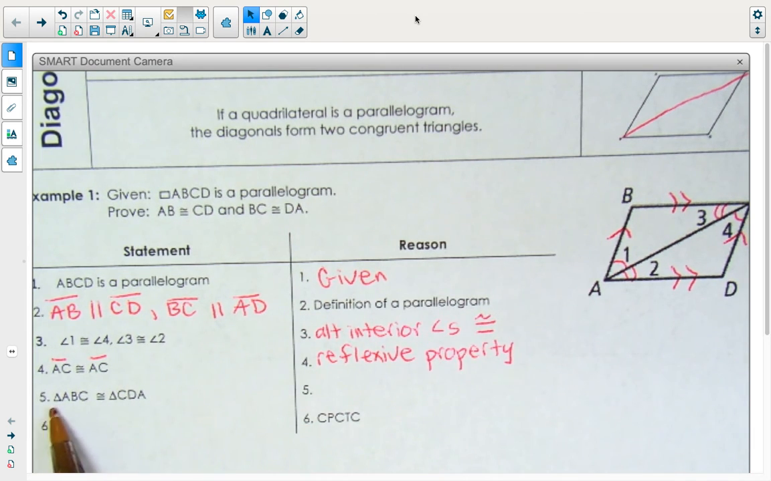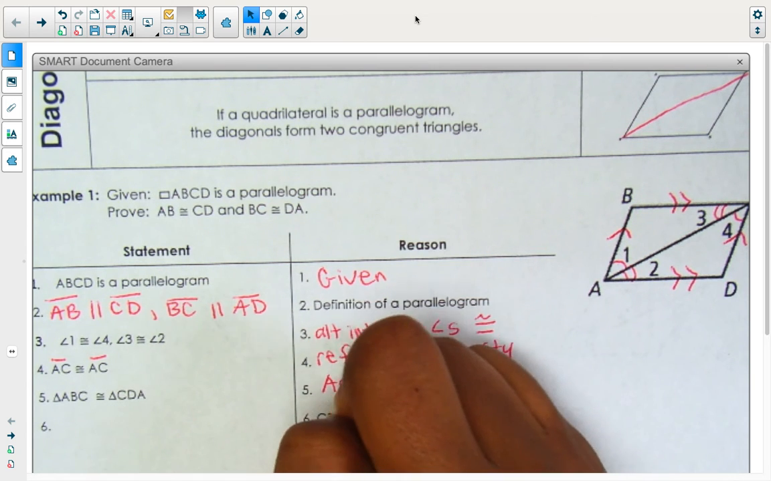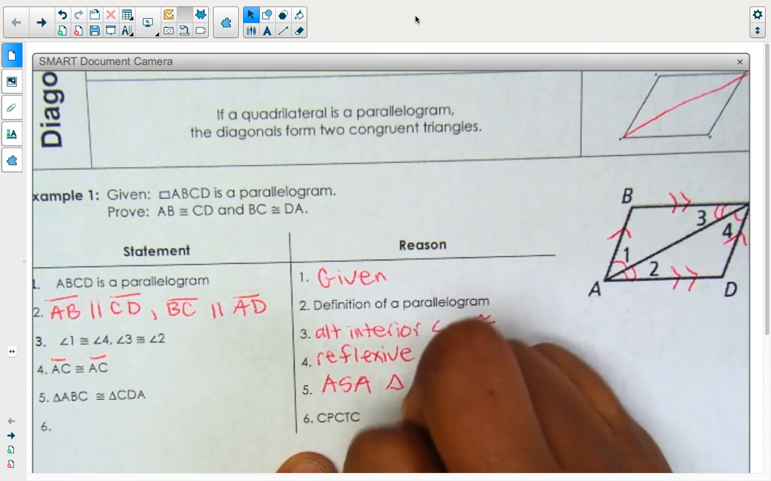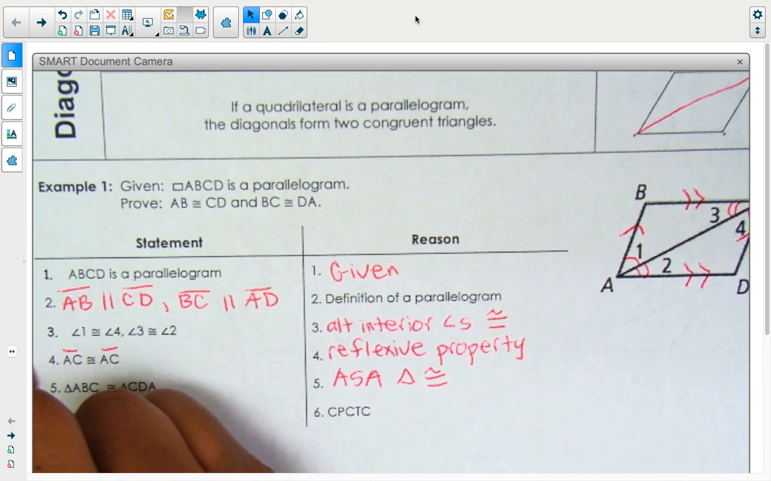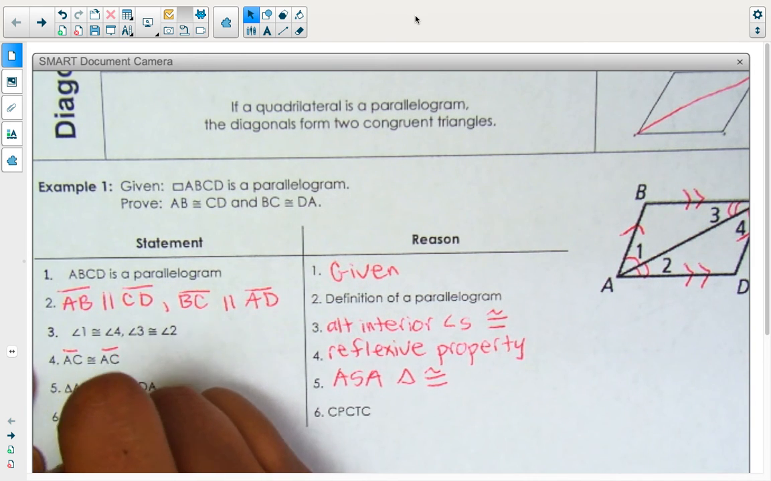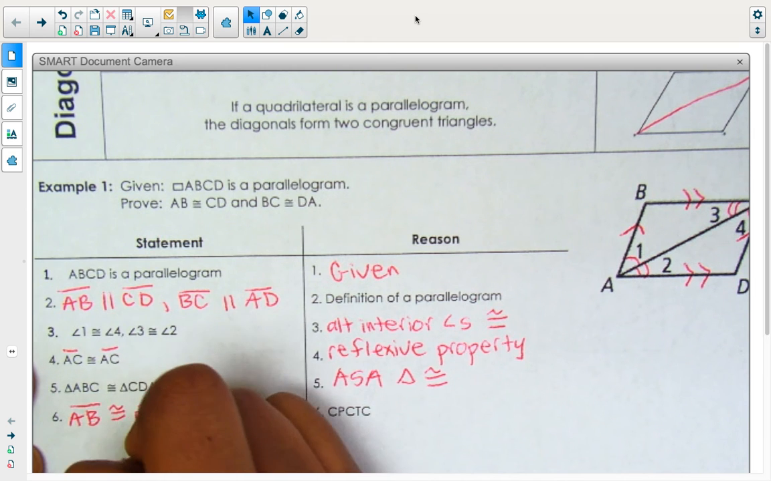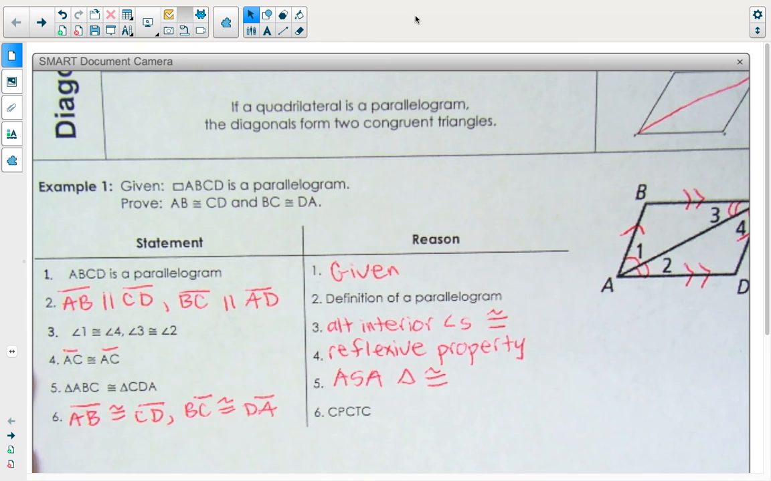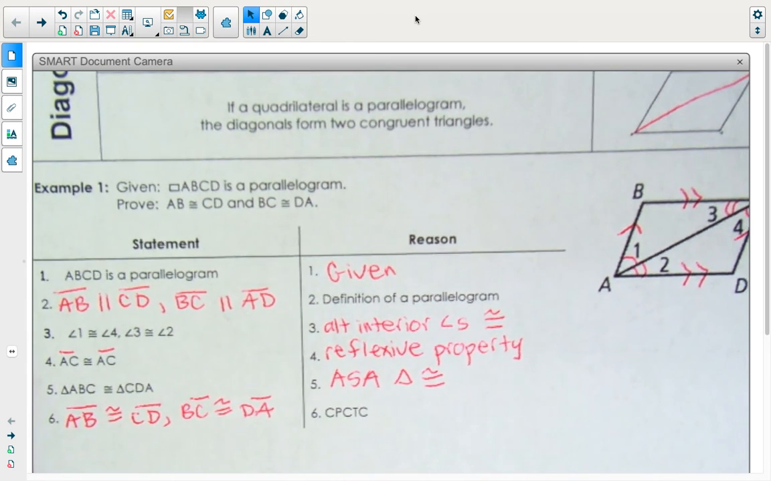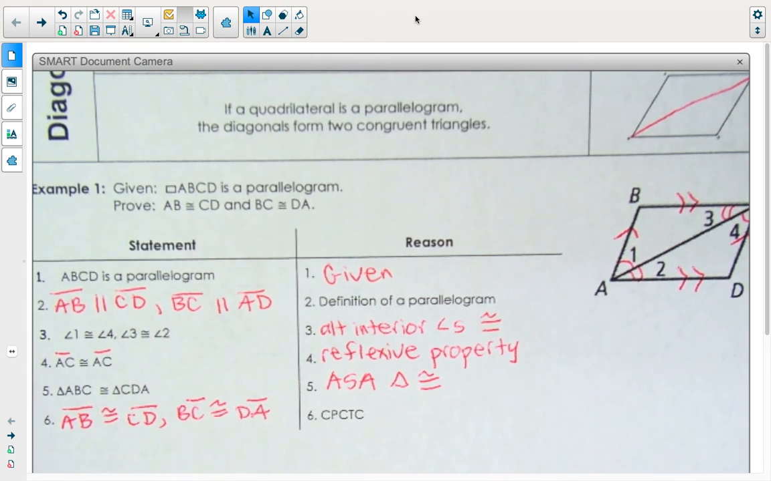5, triangle ABC is congruent to triangle CDA. That is by angle, side, angle triangle congruency. And last but not least, corresponding parts of congruent triangles are congruent. We know that because AB is congruent to CD. That's our statement. And BC is congruent to DA. So we have just finished this proof, and it proves that AB is congruent to CD and BC is congruent to DA.